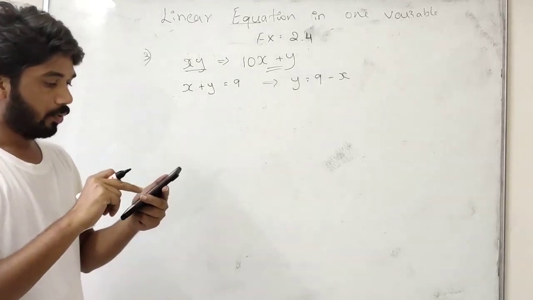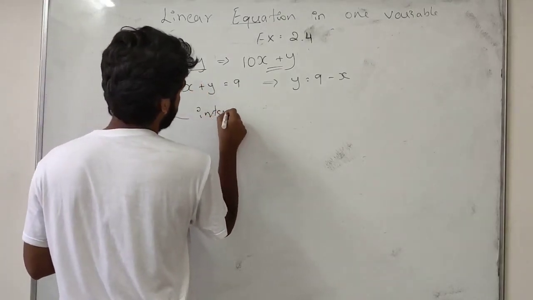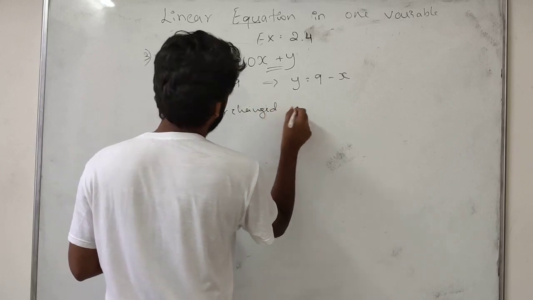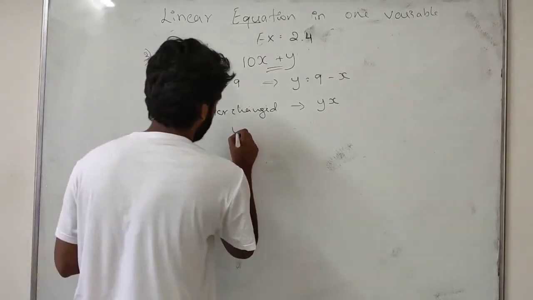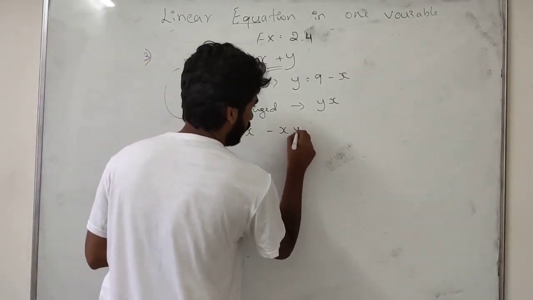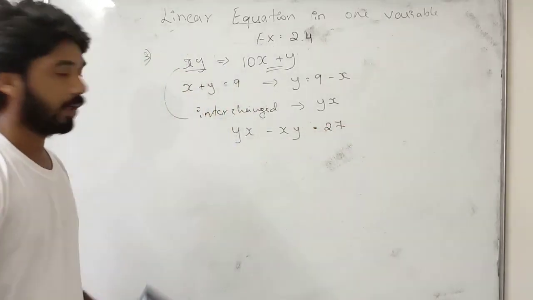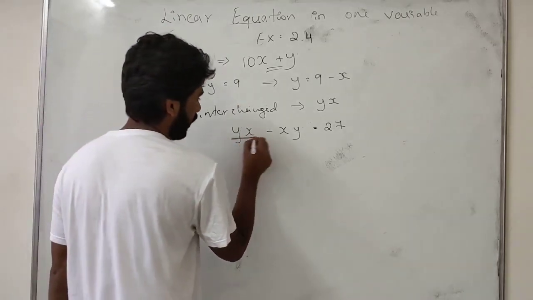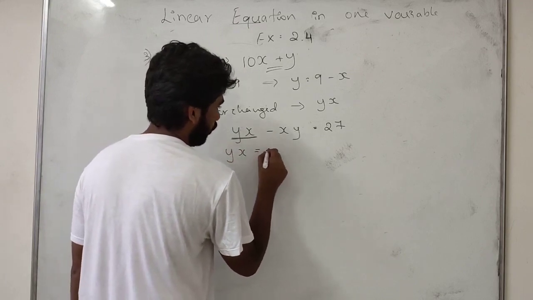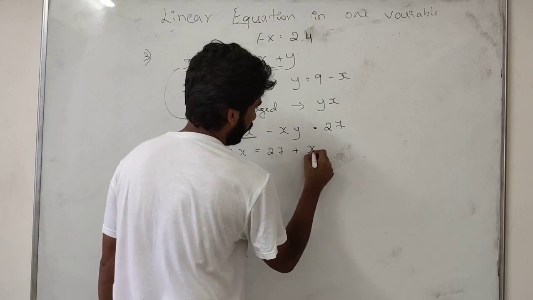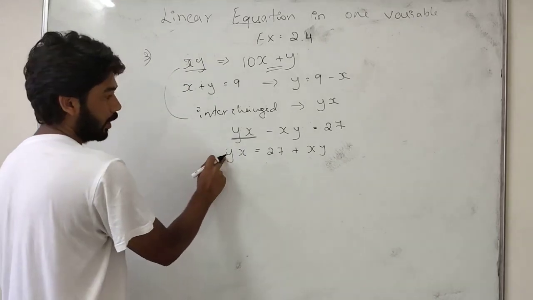So students, now when we interchange, we can write it as yx. When we interchange the number, yx minus the original number gives the result 27. What is the 2-digit number? We have to find it out. So I will write it in this form: yx minus xy is equal to 27. Now yx means 10y plus x.